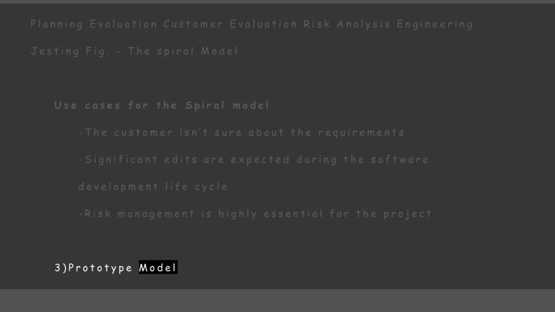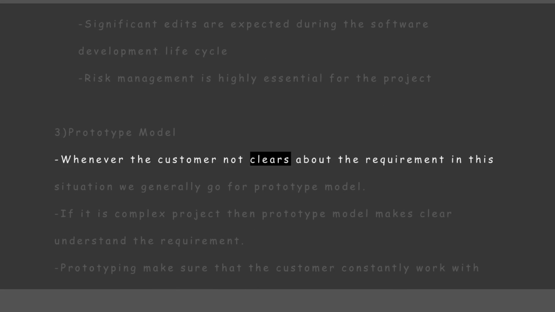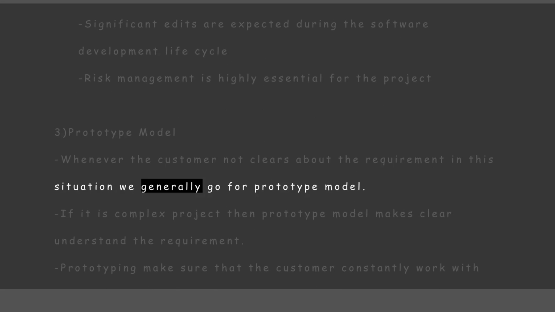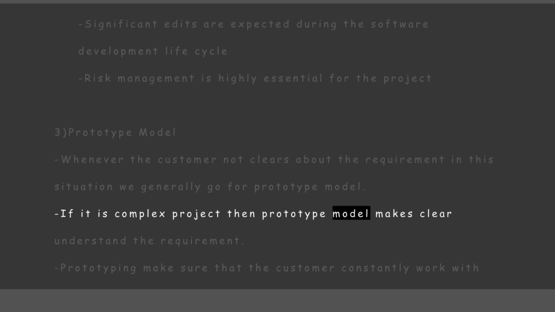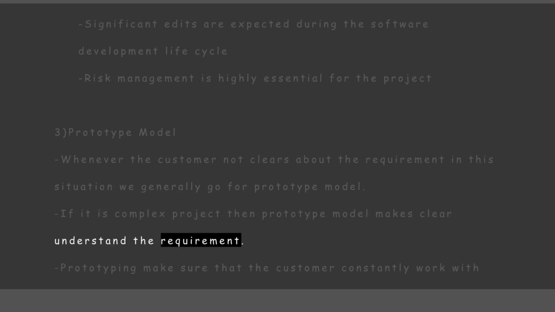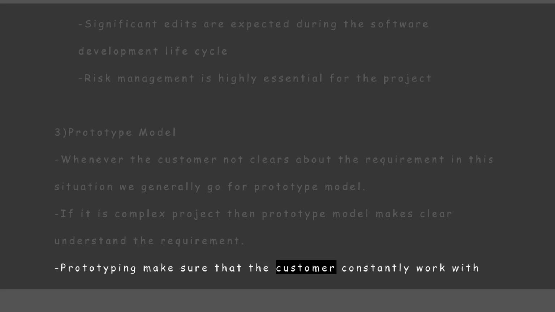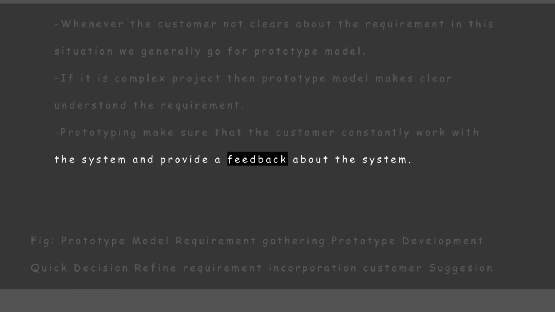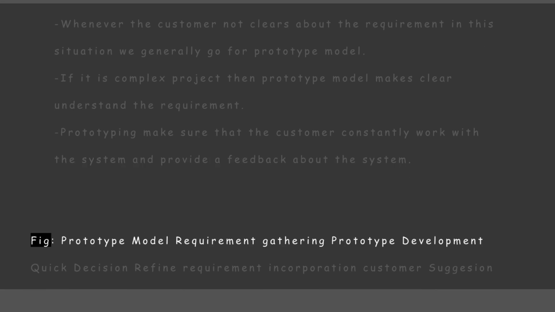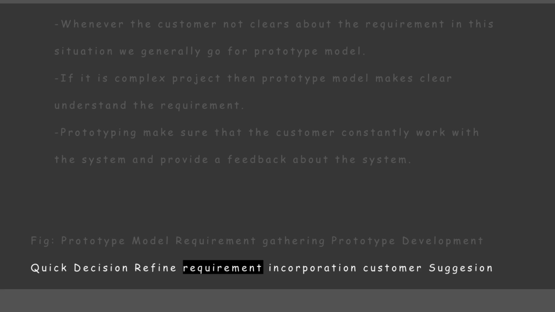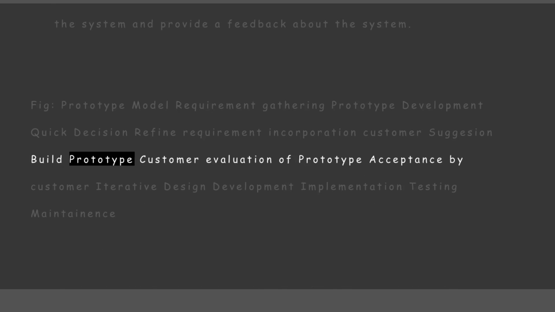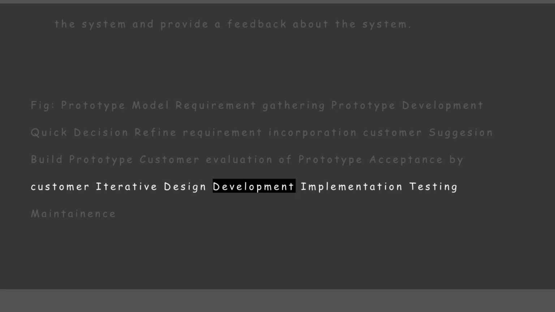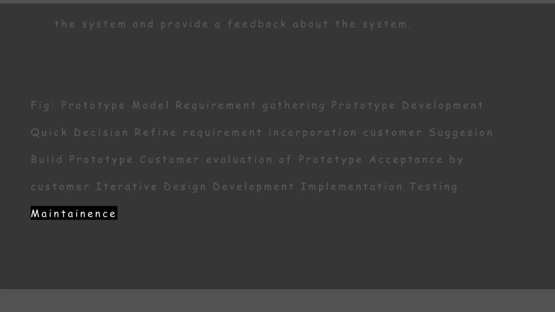3. Prototype model. Whenever the customer is not clear about the requirements, in this situation we generally go for the prototype model. If it is a complex project, then the prototype model gives a clearer understanding of the requirements. Prototyping makes sure that the customer constantly works with the system and provides feedback about the system. Figure: Prototype model. Requirement gathering, prototype development, quick decision, refine requirement incorporation, customer suggestion, build prototype, customer evaluation of prototype, acceptance by customer, iterative design, development, implementation, testing, maintenance.